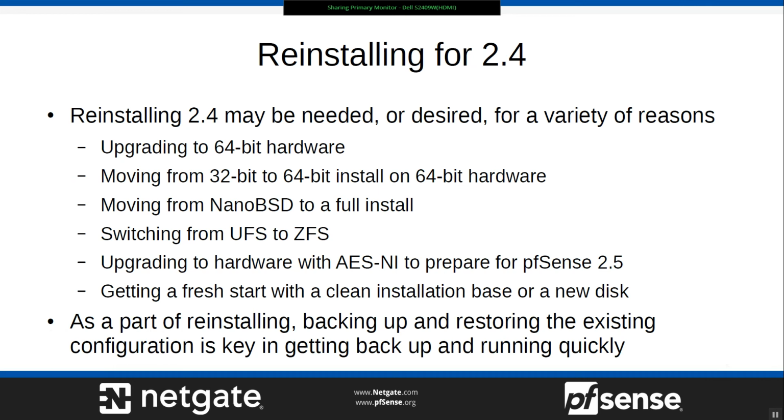Another reason is you might be upgrading to hardware that has an AES-NI capable CPU if you're preparing for pfSense 2.5, because pfSense 2.5 is going to require that, but that's still a ways off in the future. But if you're preparing for that, you may as well do that now. If you're already having to replace your hardware to go from 32 to 64-bit, you may as well make sure you get something that's future-proof.